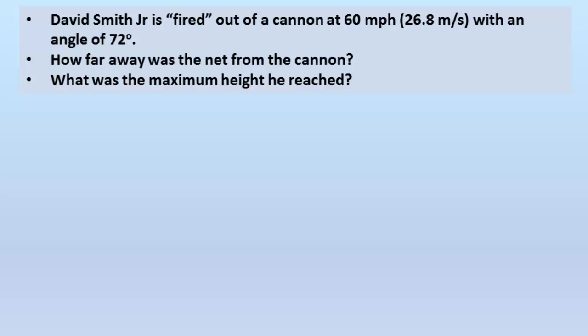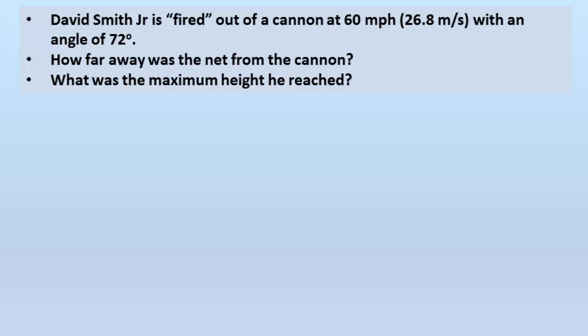David Smith Jr. is fired out of a cannon at 60 miles per hour, 26.8 meters per second, with an angle of 72 degrees. How far away was the net from the cannon, assuming he was caught? What was the maximum height he reached?